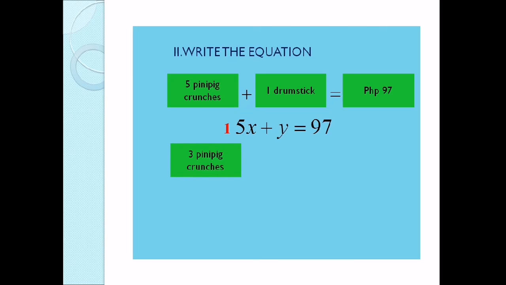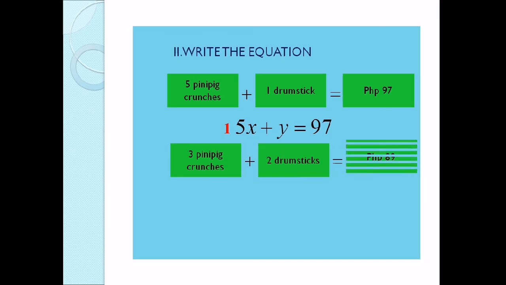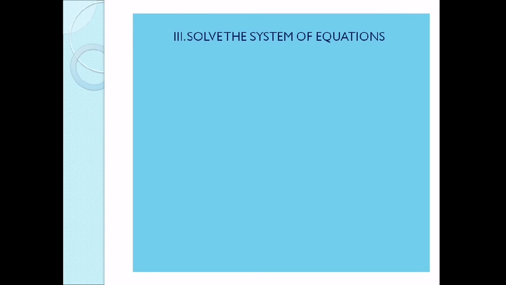For Jeffrey, he bought 3 pinipig crunches plus 2 drumsticks with a total of 89 pesos. So therefore, the equation is 3x plus 2y equals 89. So let us solve the system of equations. So we are going to use the elimination method because both equations are in standard form.